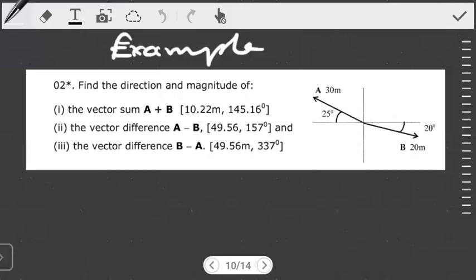Hello students, welcome to another tutorial on vectors. In this tutorial, we're going to look at the question I left you guys with last time. So let's look at exactly what we're supposed to do here.